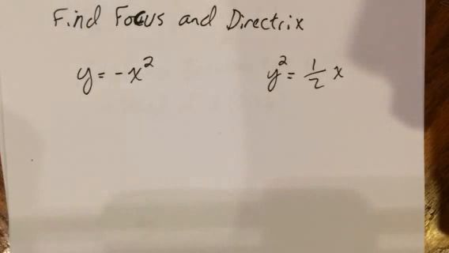Okay, so say I have these two equations. I have y equals negative x squared and y squared equals 1/2 x. And I want to find the focus and directrix of these. So I had two standard equations from the last video.